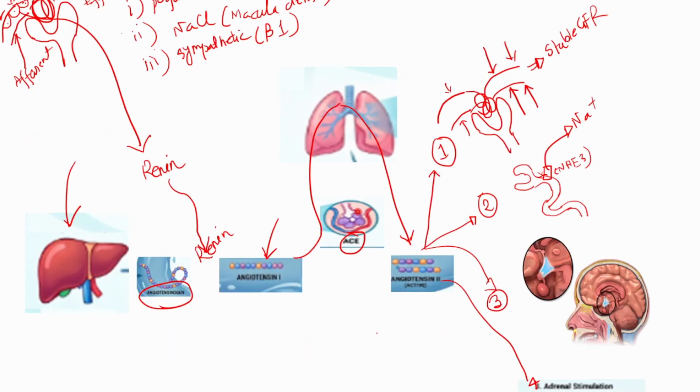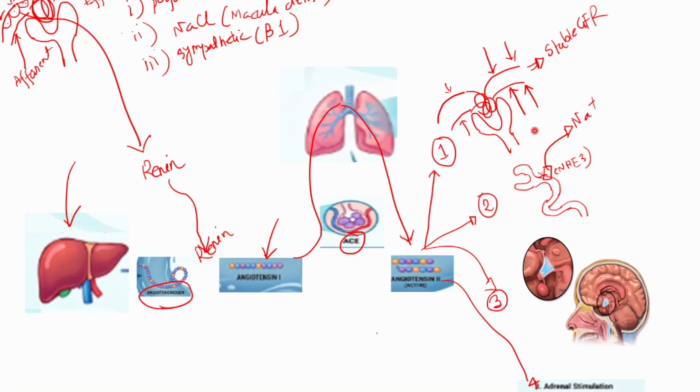First, we map selective arteriolar constriction, where angiotensin 2 powerfully constricts the efferent arteriole more than the afferent arteriole, maintaining a stable glomerular filtration rate, even when systemic blood pressure is critically low.